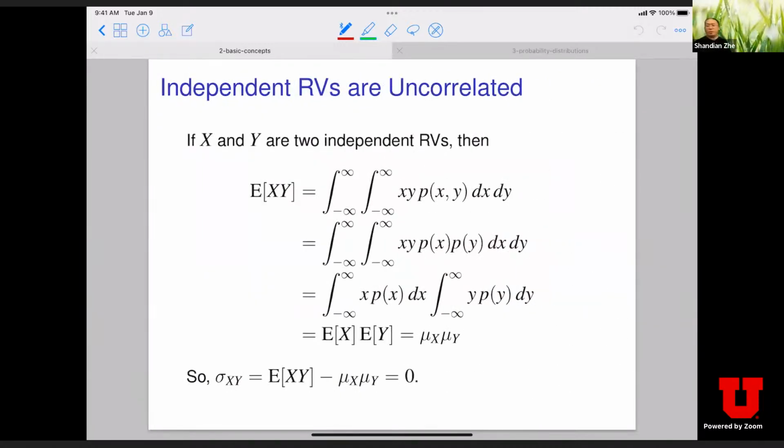If two random variables are independent, then their covariance is simply 0. It's very easy to show that. I will leave it as an exercise for you. So this actually tells us that if random variables are independent, that means they are uncorrelated. However, I want to ask, if two random variables are uncorrelated, are they independent? Any thoughts?